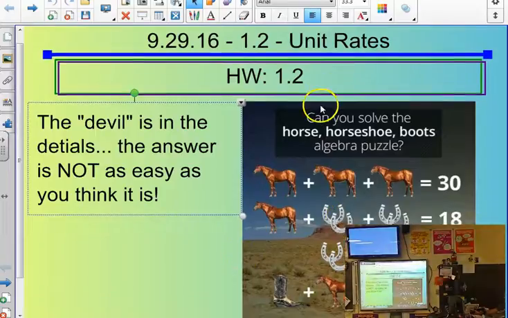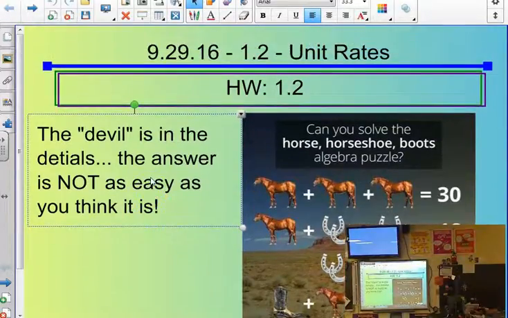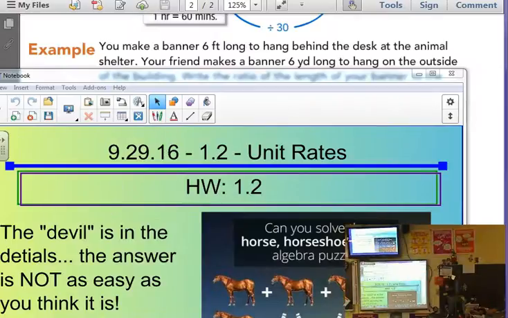All right, so this puzzle: if 3 horses equals 30, a horse and 2 horseshoes, or 2 sets, equals 18, horseshoes and boots equal 2, boot, horse, horseshoe, what does this equal? So if you want to see that, this video should be uploaded by this afternoon. So if you're curious, try to solve that puzzle. It relates to unit rates.